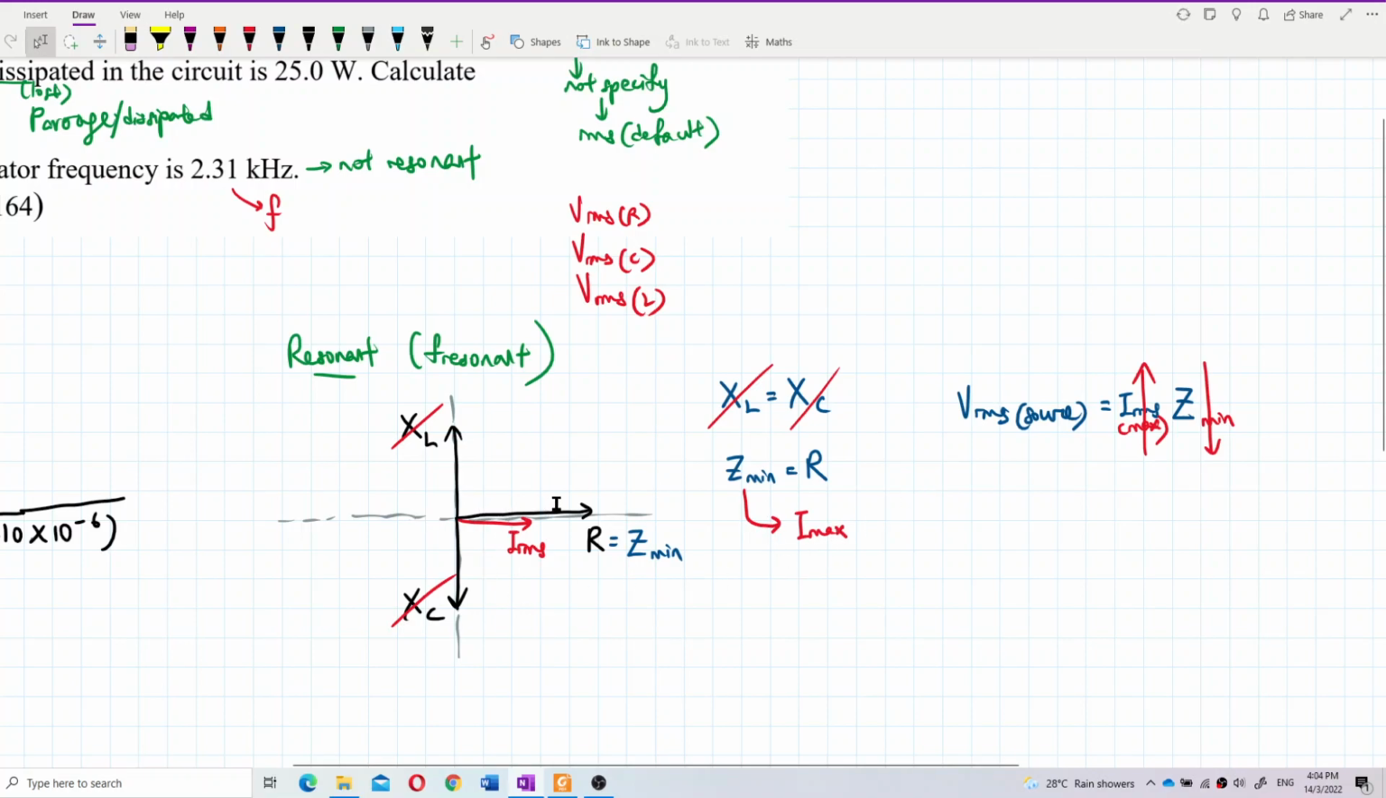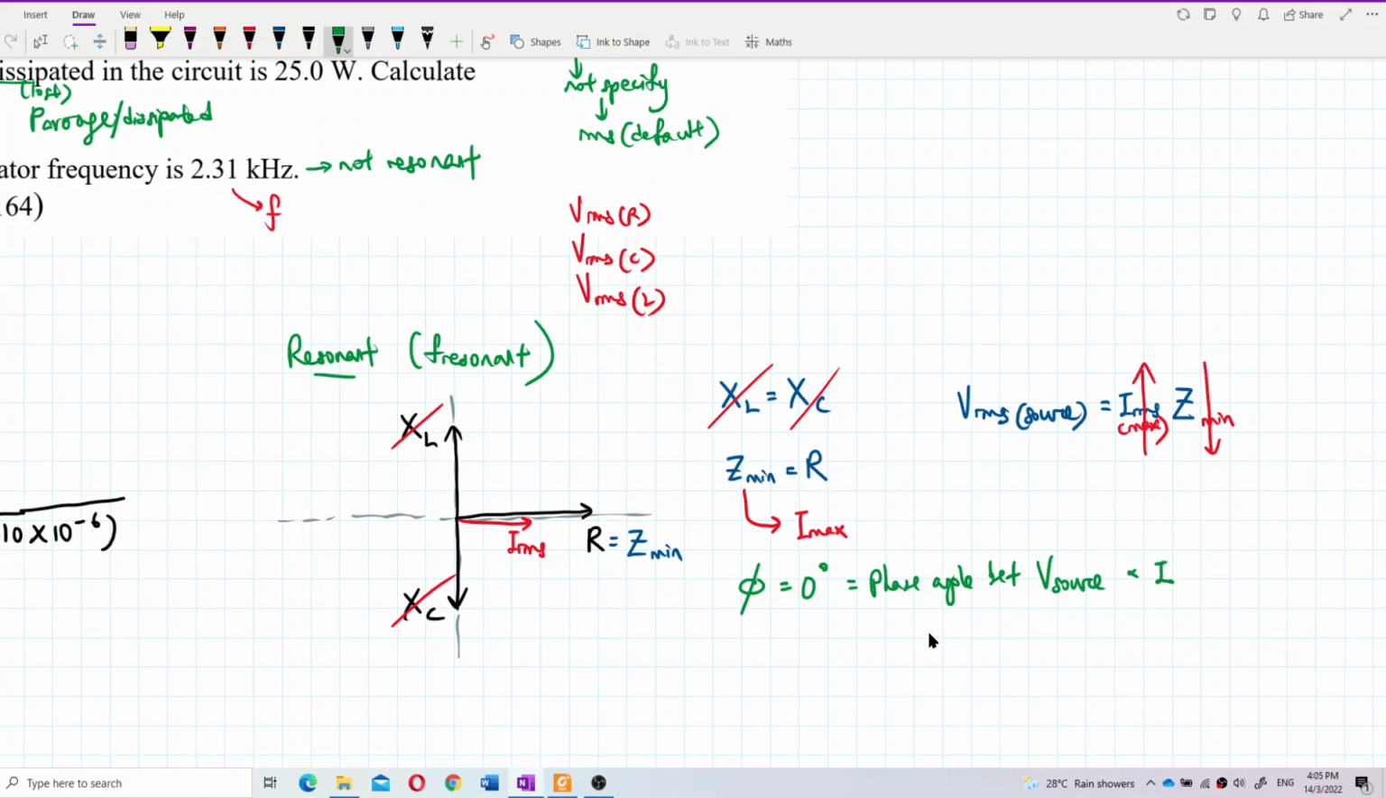Another thing is the phi value becomes 0 degree. What is phi value? Phi value is the phase angle between V source and current. V source is like the Z, current is like the R, understand? So you see that the angle between V source and current becomes 0 at resonant.